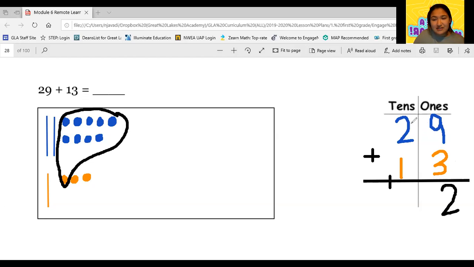I see 2 tens and 1 ten plus the new 10 that we made. That gives me a total of 4 tens, because we had 2 plus 1 plus 1 more ten. So I know my answer is 42. Nice job if you also got 42.